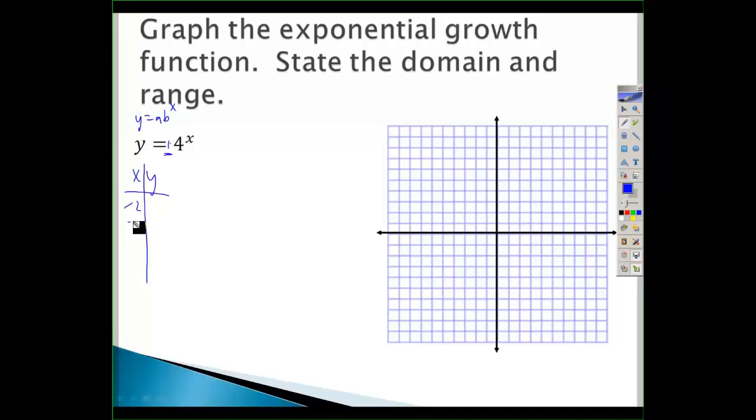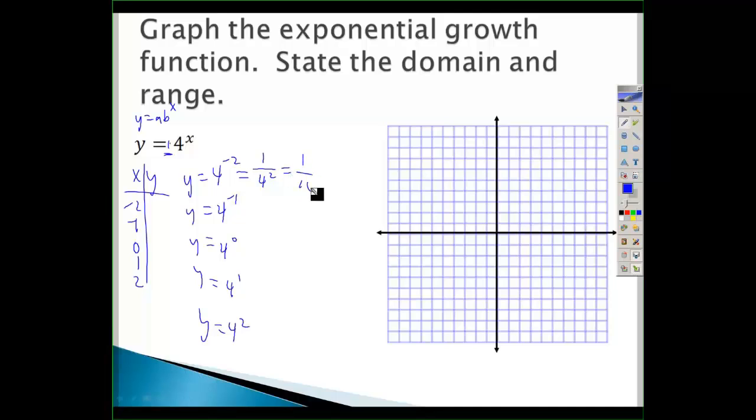Same thing. And we'll go through it a little quicker this time. This one's a little bit more simple. 4 to the negative 2, 4 to the negative 1, 4 to the 0, 4 to the first, 4 to the second. Just remember that negative exponent flips it over. We have 1/16, 1/4, 1, 4, and 16.